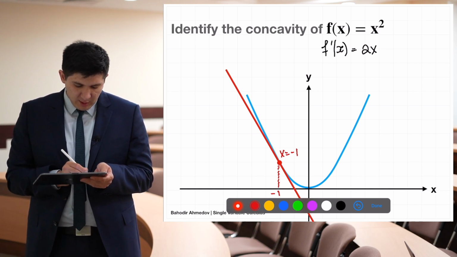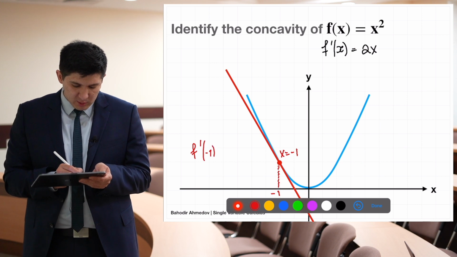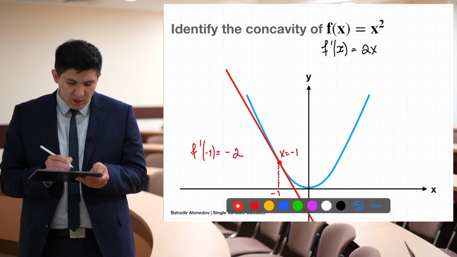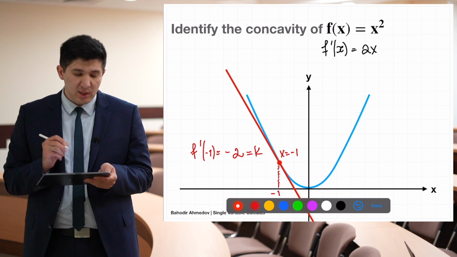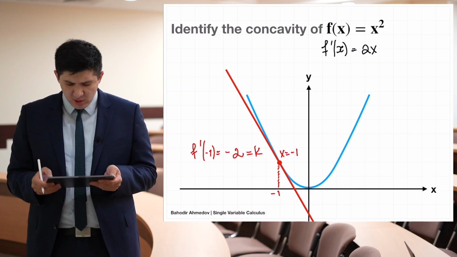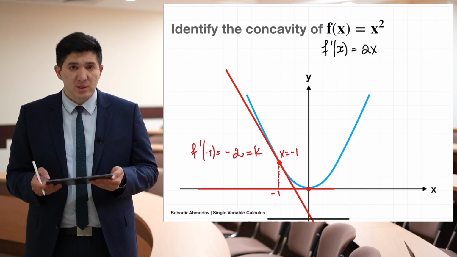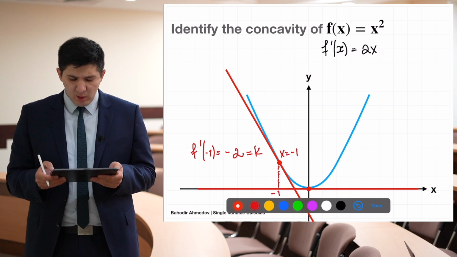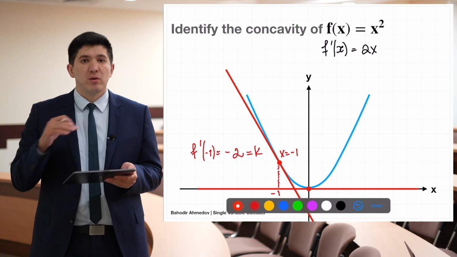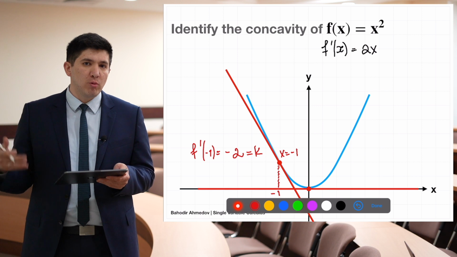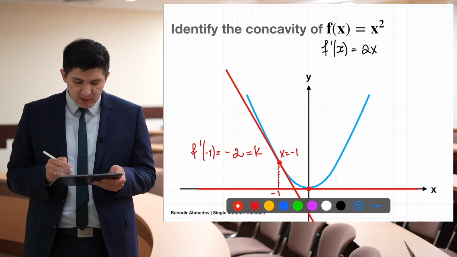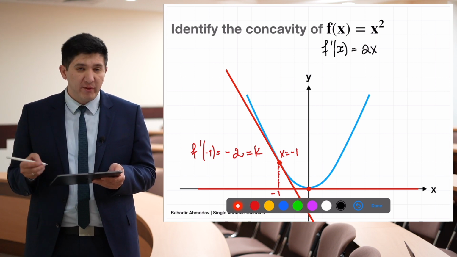So the f prime at the point -1, which is equal to -2, is going to be the slope of this tangent line. I'm going to choose another point along this curve. For example, x is equal to 0. So you can see here that the tangent line is actually a horizontal line. It means that its slope is equal to 0. And you can easily check this from the first derivative of this curve as well.